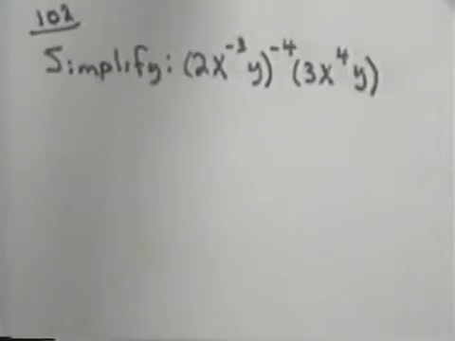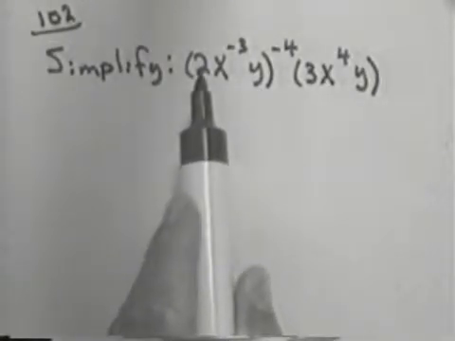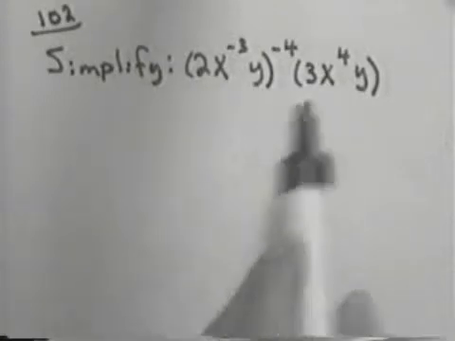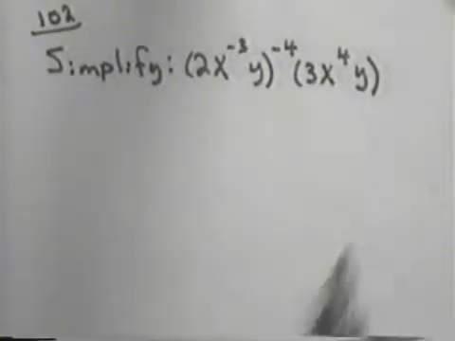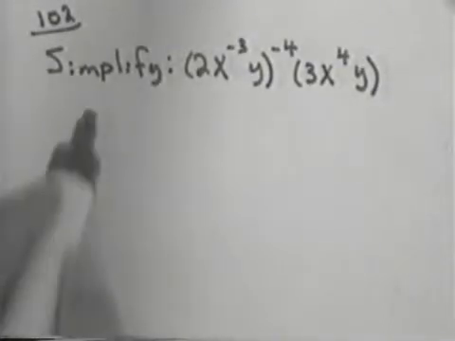Let's simplify 2x to the negative 3, y, all raised to the negative 4, times 3x fourth y. Now the first thing I do, I work inside symbols of inclusion. Well, I really can't simplify 2x to the negative 3y. I can't simplify 3x to the fourth y. All the bases are different. So I go to step 2, which says apply exponents outside the parentheses to factors and divisors inside.